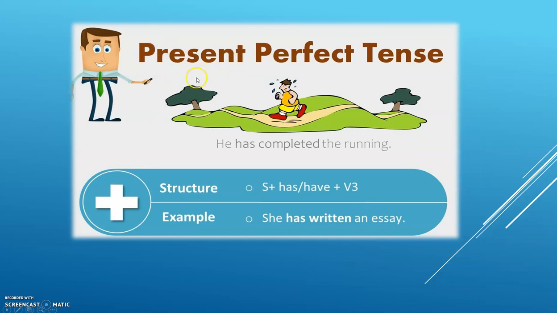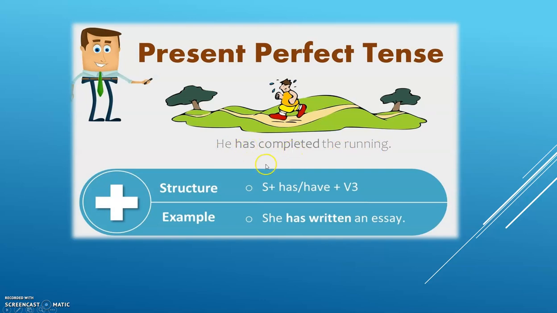Then let's move on to the third type. You tell me which is the third type in present tense? Present perfect tense. Correct. Now, present perfect tense, what is it? The action is over. Action is over. But in which tense? In the present tense. Always ask a question in your mind. Which tense? Present tense. Like, take this example. He has completed the running.